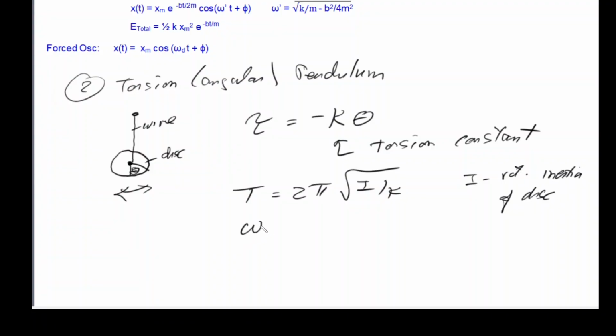We can also then find that omega is equal to the square root of K over I, and frequency is equal to 1 over 2 pi times the square root of K over I. And these derivations are given in the textbooks, but we'll use these later in solving problems.